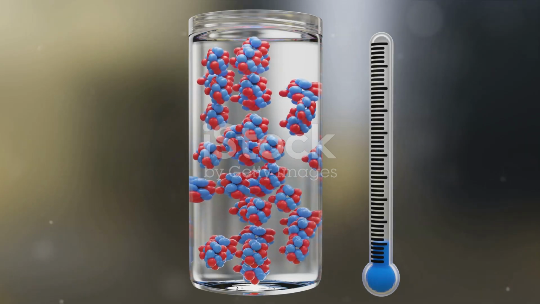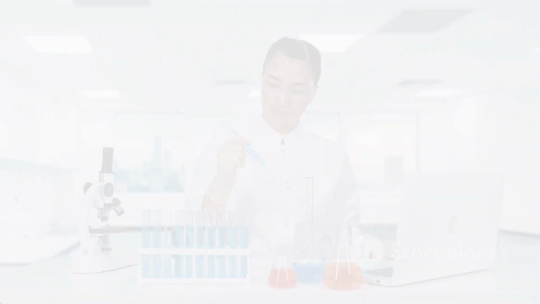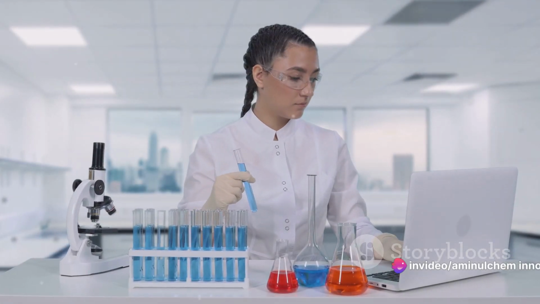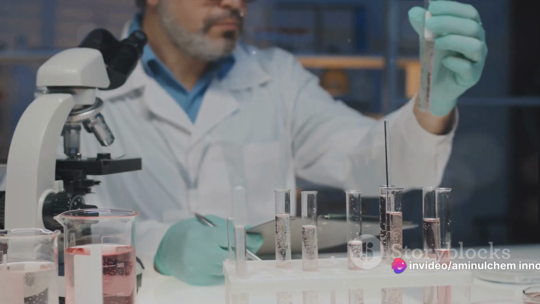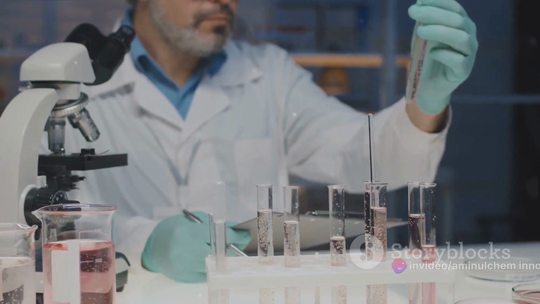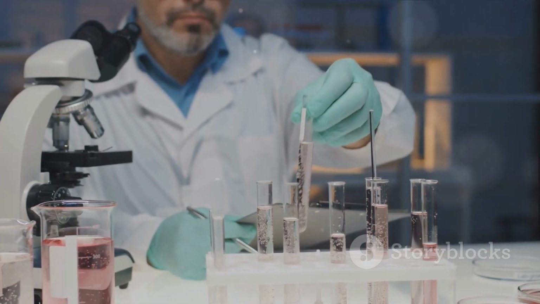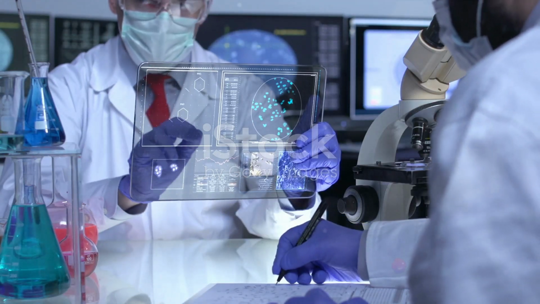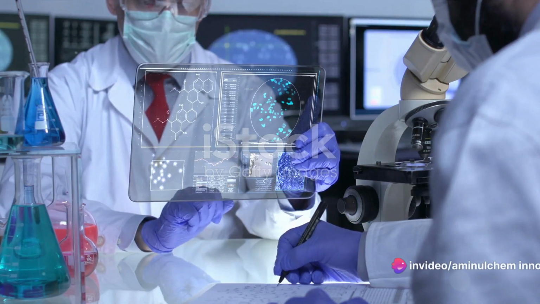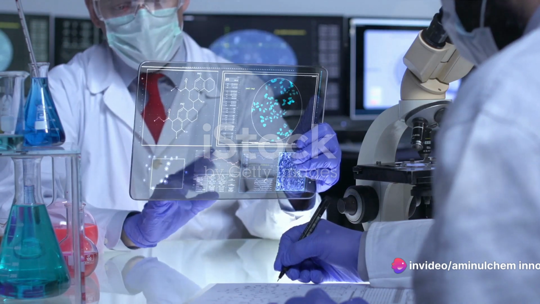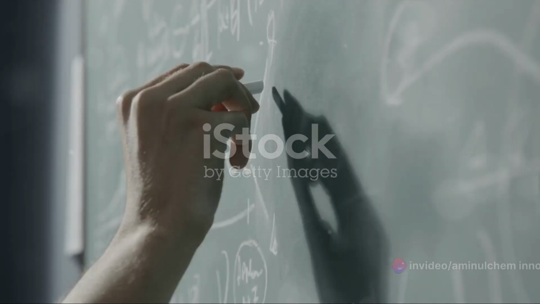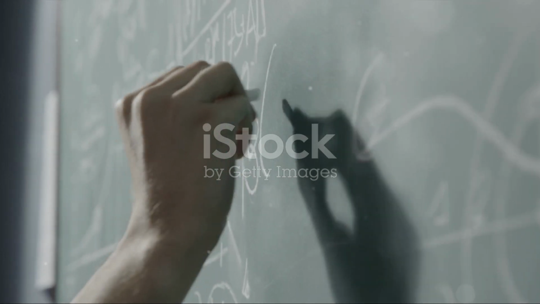Now, how can we quantify this behavior? To quantify this behavior, we use something called the adsorption isotherm. Now, you might be wondering what exactly an adsorption isotherm is, right? Well, it's a graph that illustrates how the quantity of an adsorbate, which is the substance being adsorbed, varies with its pressure or concentration at a fixed temperature. Picture a curve that rises, plateaus, then levels off. That's your adsorption isotherm.